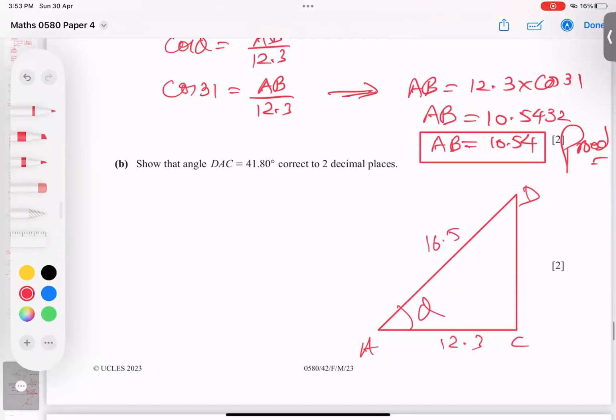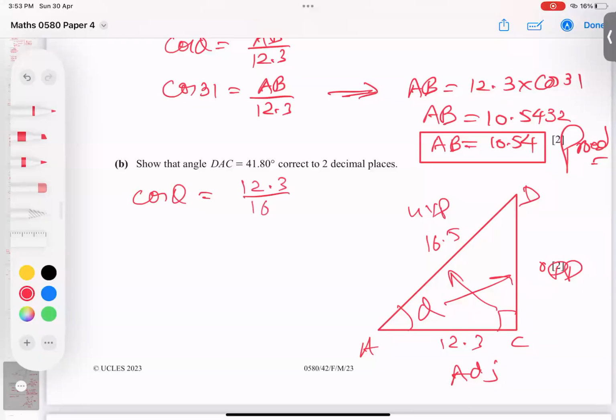So I'm looking for, and you know, in front of 90 is called hypotenuse. This is the opposite, this is the adjacent. Again, adjacent by hypotenuse is cos. So cos theta is 12.3 over 16.5. Cos goes there.